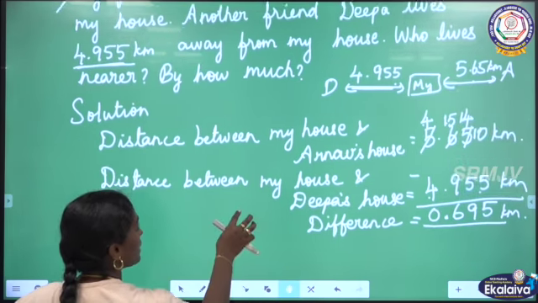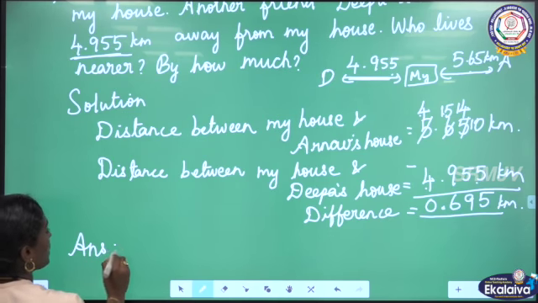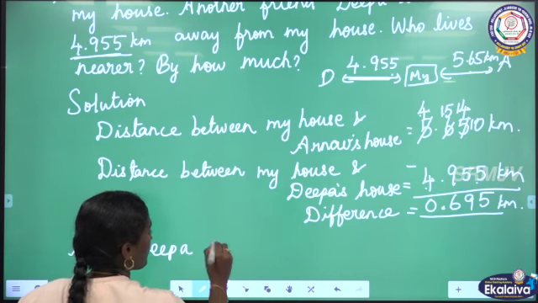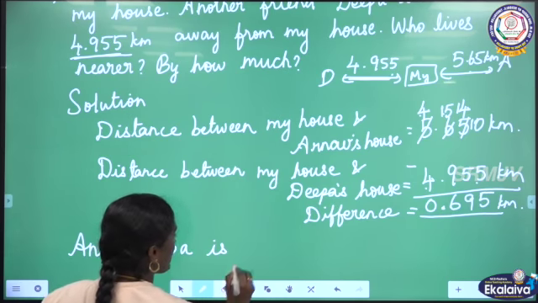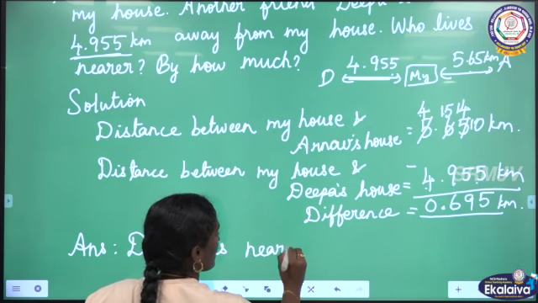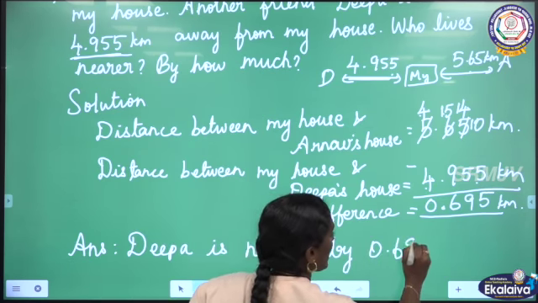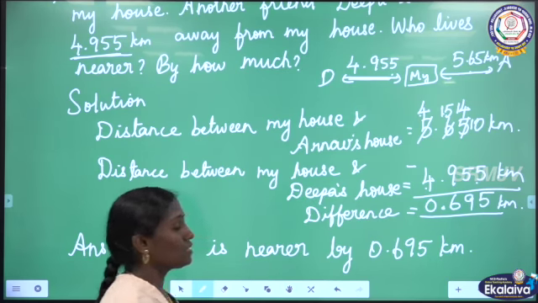Is it clear? Let us write the answer statement. Deepa is nearer by 0.695 km. Is it clear, children?